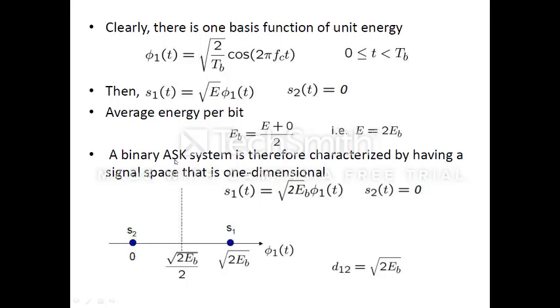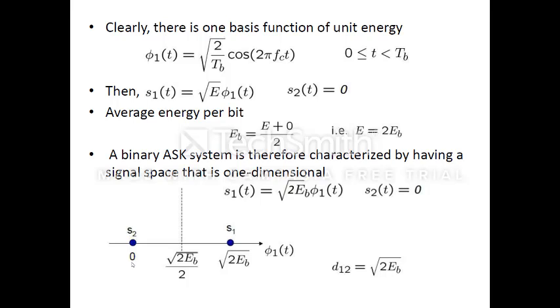So a binary ASK system is characterized by having a signal space that is one dimensional. You can replace S1 of t with root 2 Eb phi 1 of t, which was actually root E phi 1 of t. Root E is nothing but root 2 Eb. Corresponding to S2 of t, there is no transmission of signal. This is the signal space diagram. Corresponding to S2, there is no signal, 0.